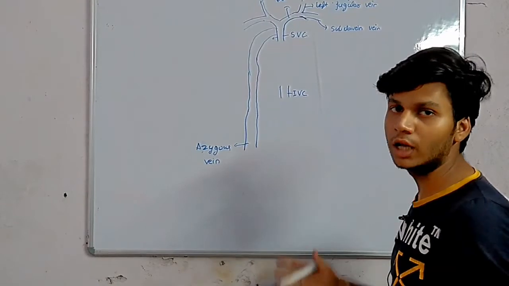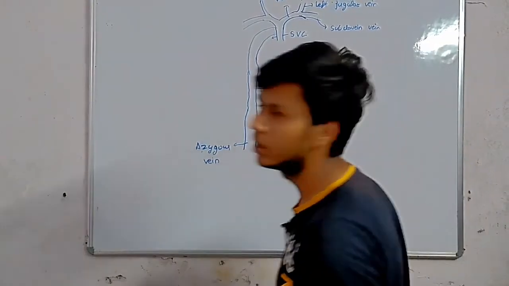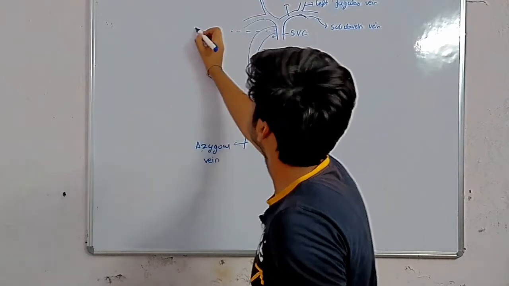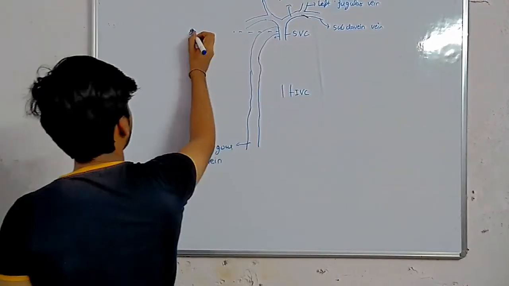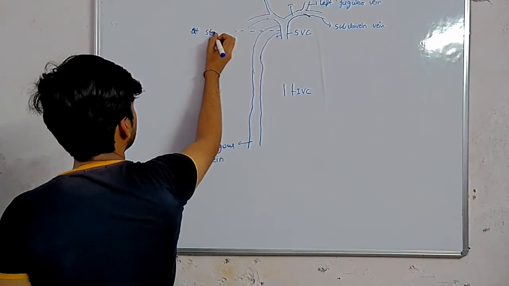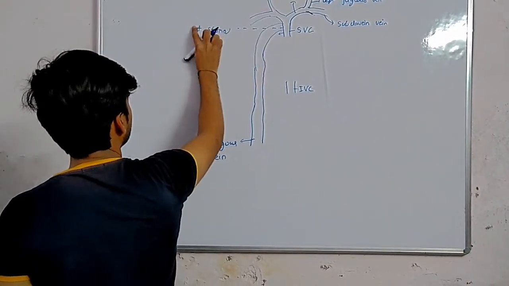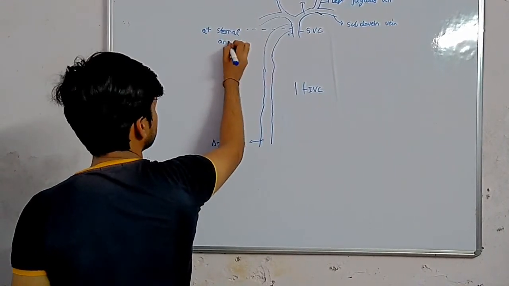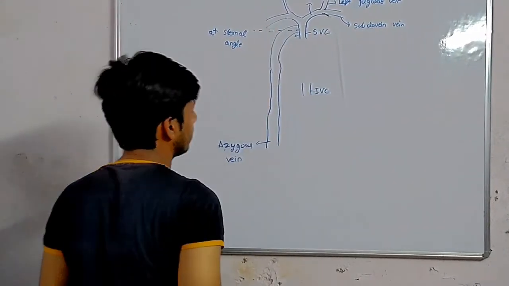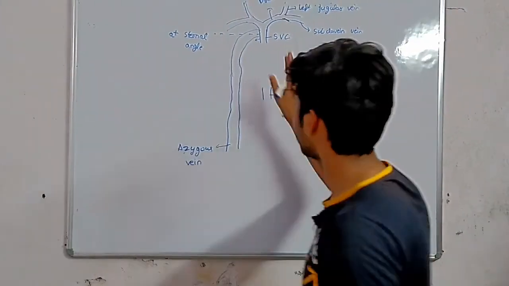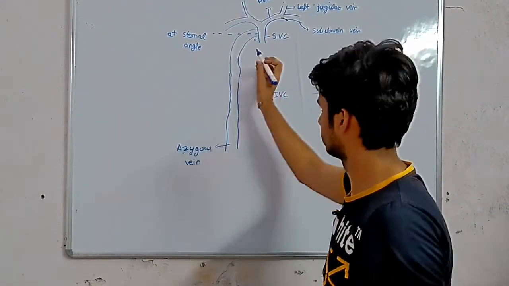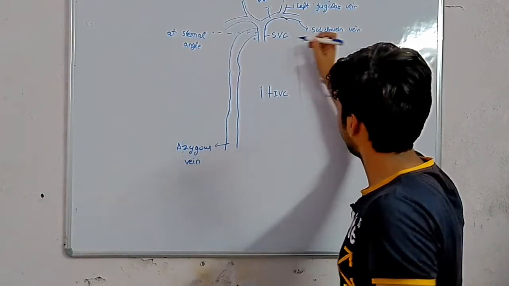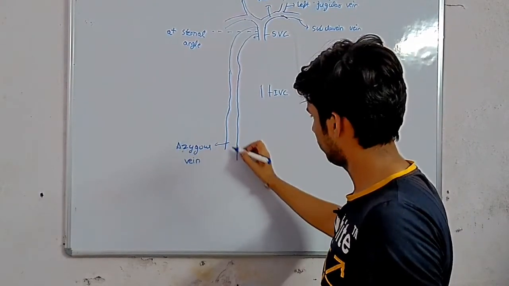We know the aorta is present on the left side, and the azygous vein is present on the right side. At the sternal angle it drains into the superior vena cava. So it gives the posterior intercostal veins. Here are some important things also.